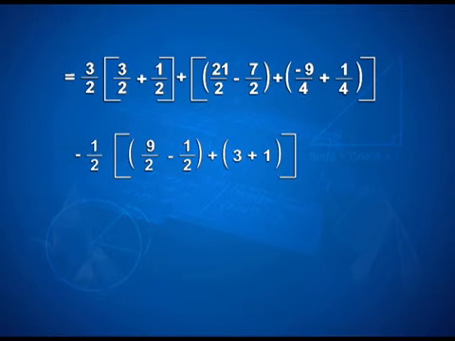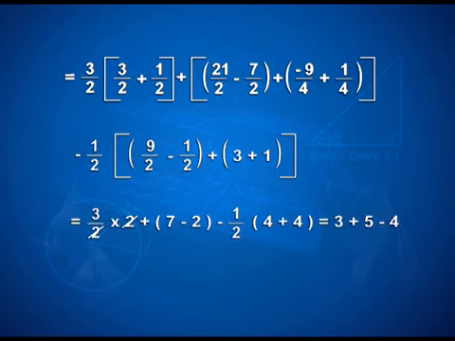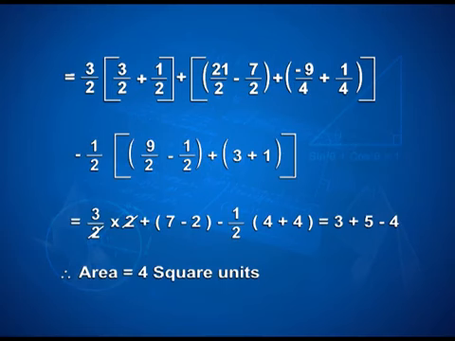that is equal to 3 upon 2 into 3 upon 2 plus 1 upon 2 plus 21 upon 2 minus 7 upon 2 plus minus 9 upon 4 plus 1 upon 4 minus 1 by 2 into 9 by 2 minus 1 by 2 plus 3 plus 1. On solving, we have 3 upon 2 into 2 plus 7 minus 2 minus 1 upon 2 into 4 plus 4, that gives 3 plus 5 minus 4. Therefore, the required area is 4 square units.